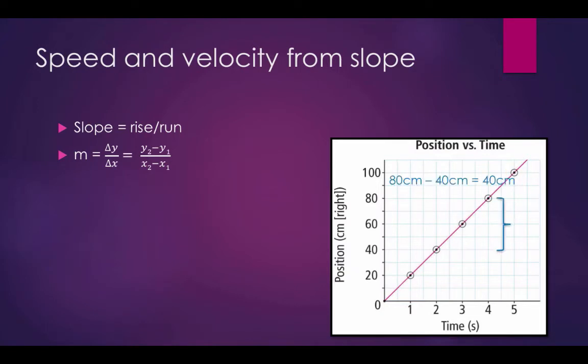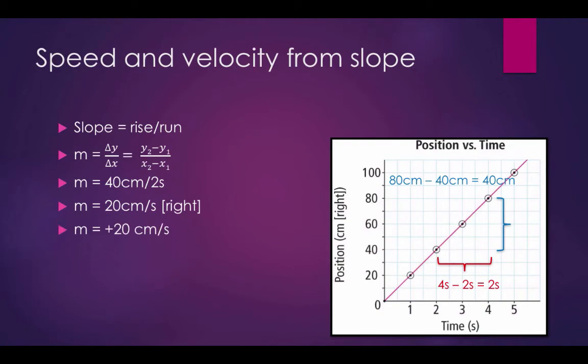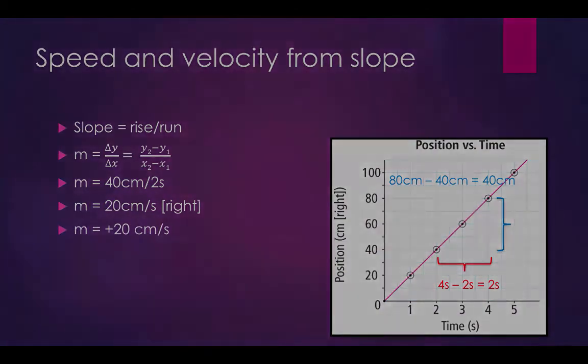If we choose to rise from 40 to 80 centimeters, then we must choose the corresponding times, 2 to 4 seconds. Delta y is 80 minus 40, which makes 40 centimeters to the right. Delta x is 4 minus 2, which makes 2 seconds. Slope is 40 divided by 2. That calculates slope as 20 centimeters per second to the right, or simply plus 20 centimeters per second.